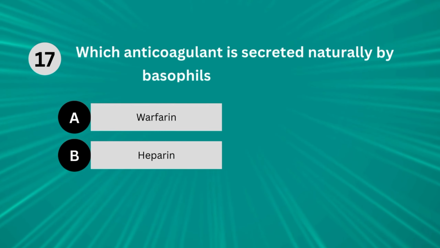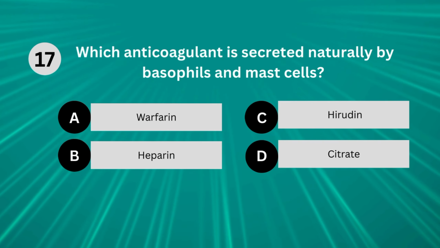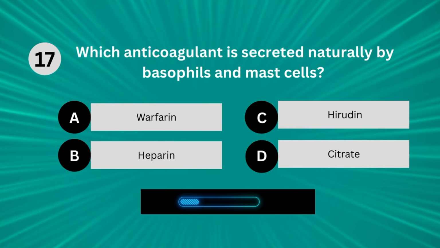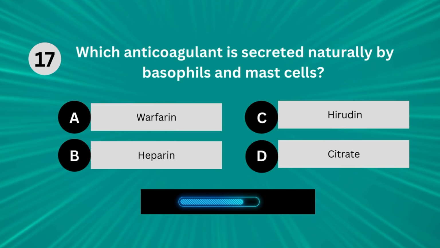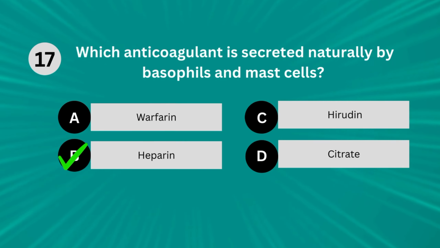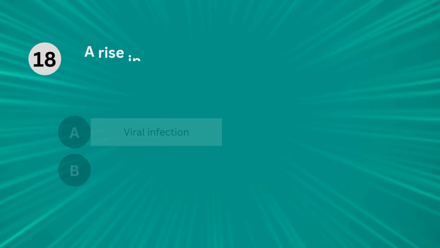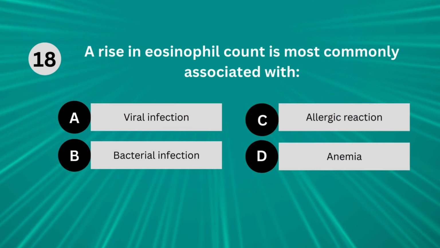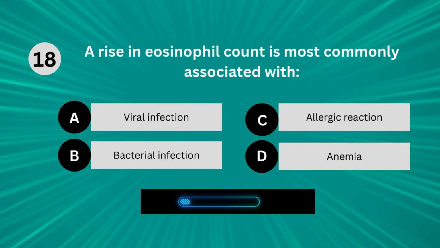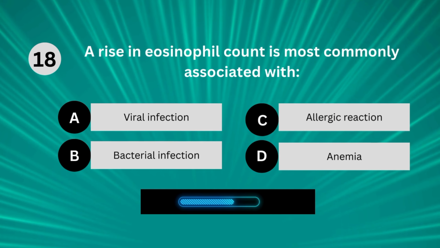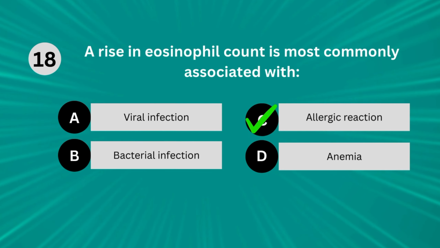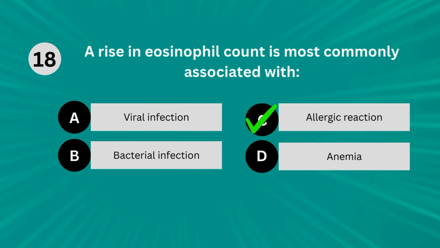Which anticoagulant is secreted naturally by the basophils and mast cells? Heparin. A rise in eosinophil count is most commonly associated with allergic reactions.